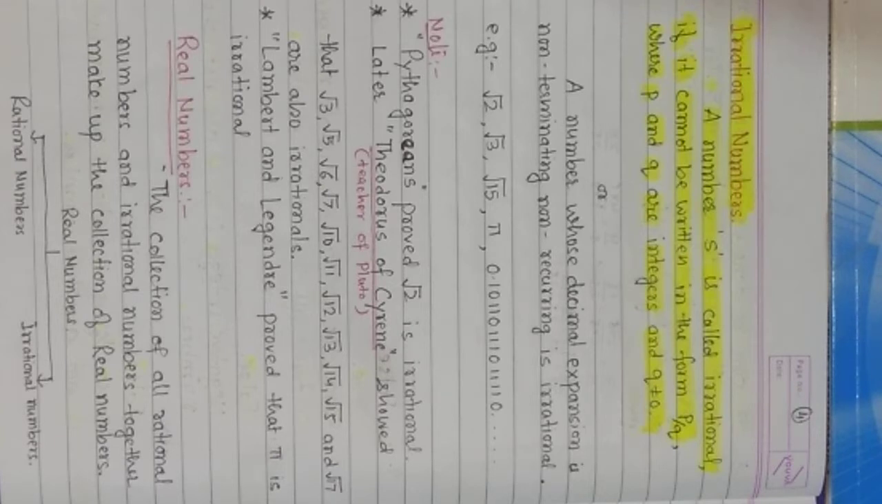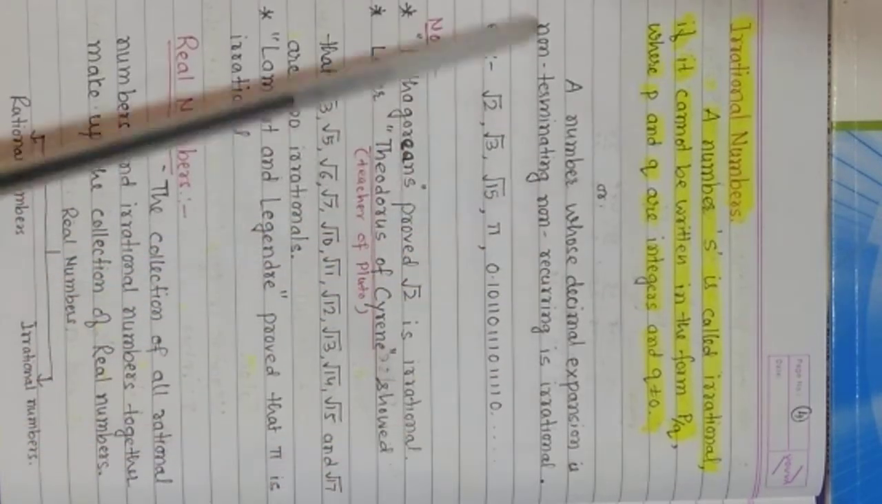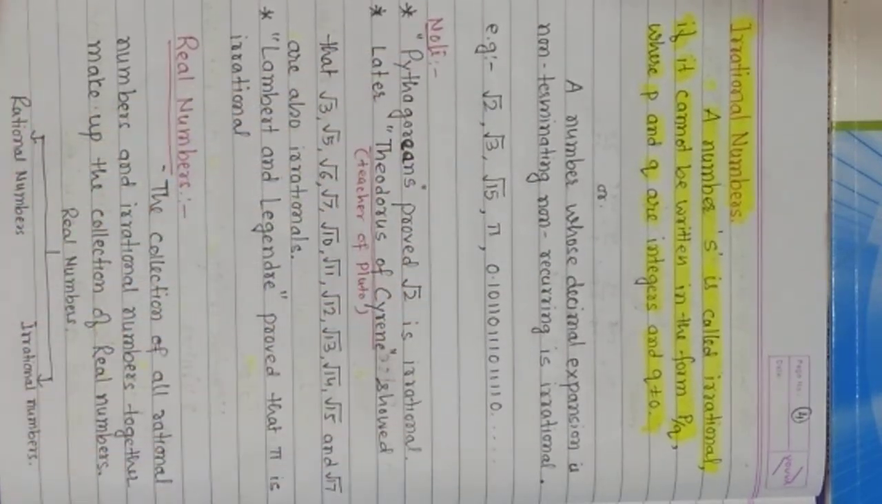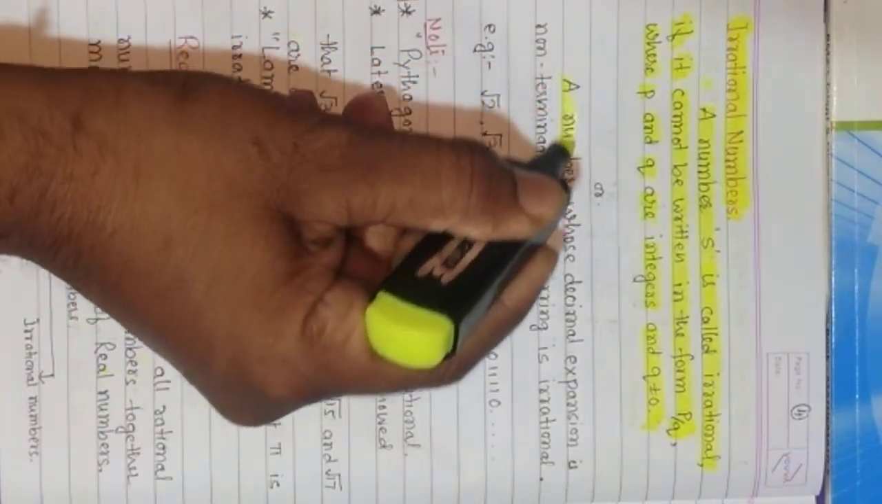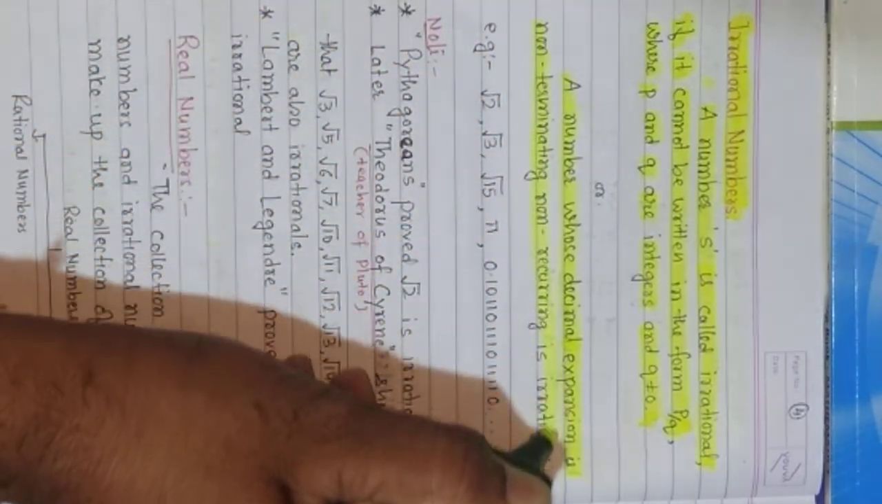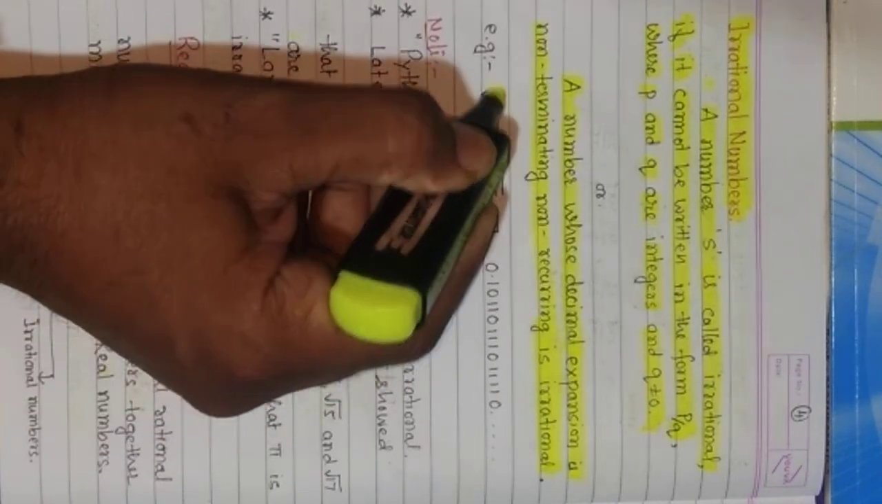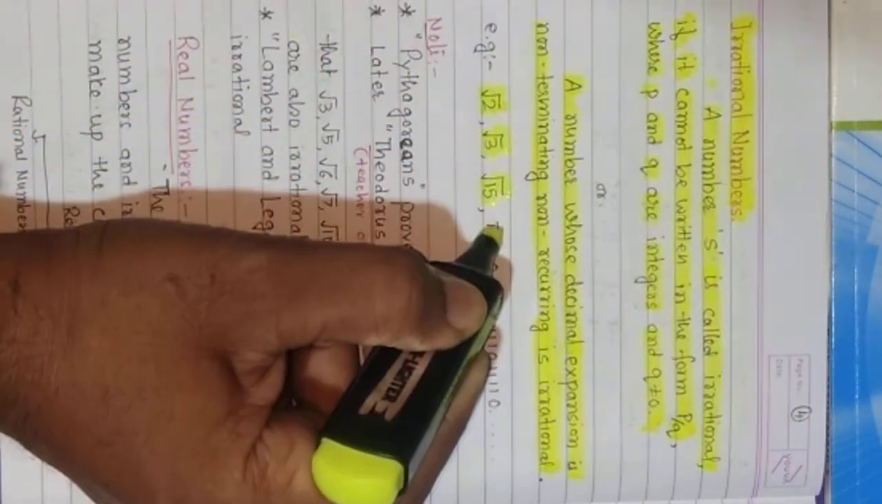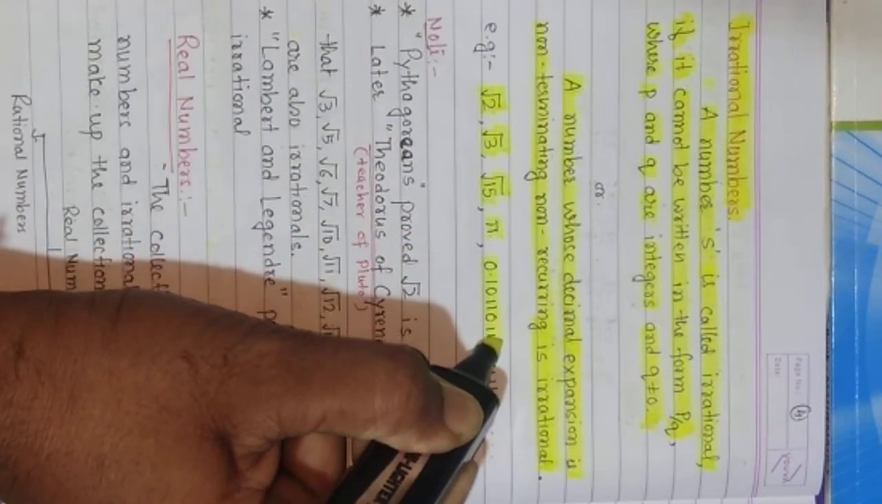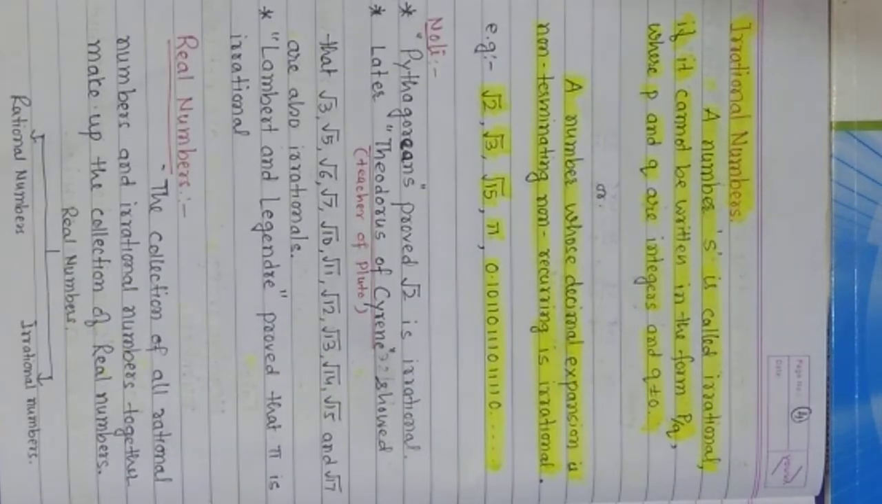The definition for irrational number on the basis of decimal expansion is: a number whose decimal expansion is non-terminating, non-recurring is called an irrational number. If a number's decimal expansion is non-terminating and non-repeating, or non-recurring, it is called an irrational number. Example: root 2, root 3, root 5, pi, 0.10110110110... It is non-terminating, non-repeating.